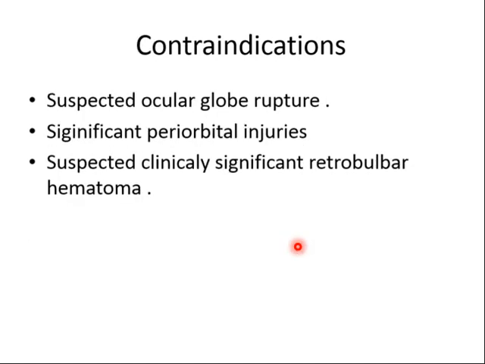There is a limitation of this technique if there is a suspected ocular globe rupture or significant periorbital injuries or significant retrobulbar hematoma. In these situations, we cannot do the ultrasound because we will exert more pressure on the eye, and this may lead to more damage. So it should be avoided, and CT scan may be better. So mostly it's in cases of orbital trauma and severe ocular trauma. In mild ocular trauma, or if there is a suspected foreign body, it can be done.